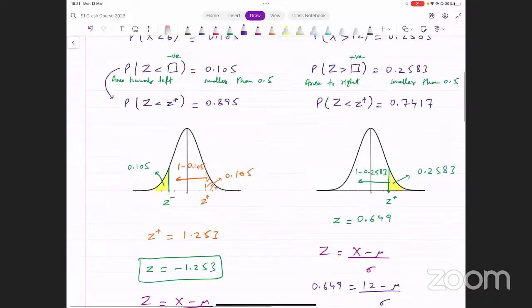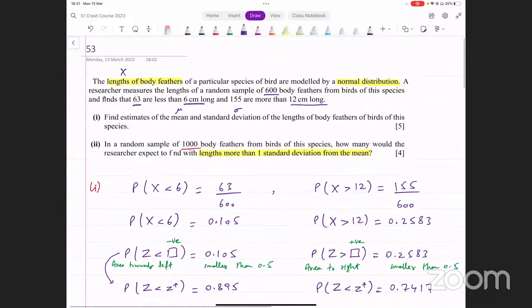Okay, so remember, we were talking about 1,000 body feathers here. So out of 1,000, how many would you expect to find with lengths satisfying this condition? We have the probability of 1 body feather satisfying the condition. What would be the expected number with 1,000 body feathers? Just 1,000 multiplied by that probability. You could also think of it as a binomial distribution, by the way. We have 1,000 body feathers.